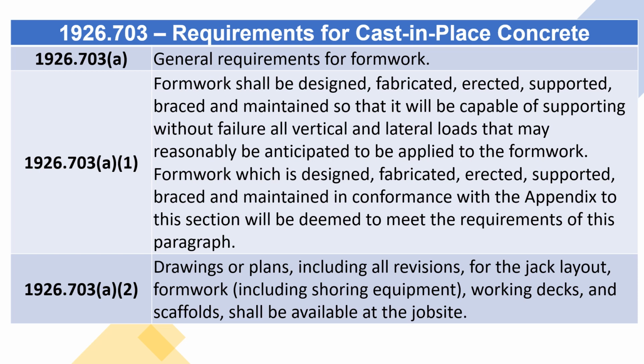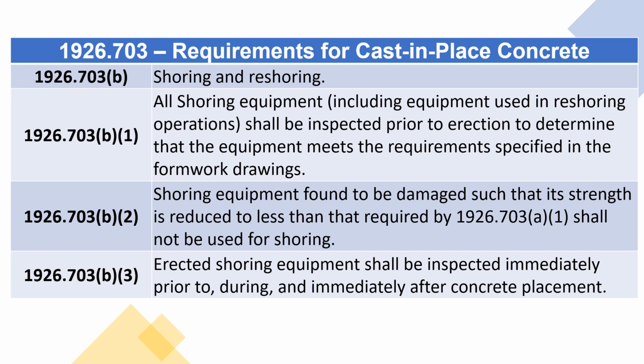1926.703(a)(2) Drawings or plans, including all revisions, for the jack layout, formwork, including shoring equipment, working decks, and scaffolds, shall be available at the job site. 1926.703(b) Shoring and reshoring. 1926.703(b)(1) All shoring equipment, including equipment used in reshoring operations, shall be inspected prior to erection to determine that the equipment meets the requirements specified in the formwork drawings.